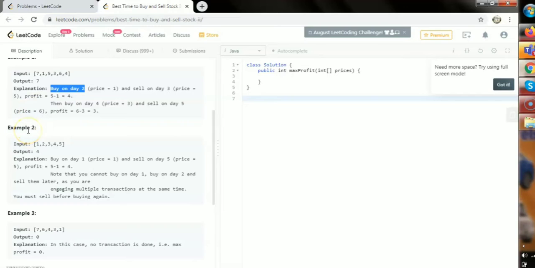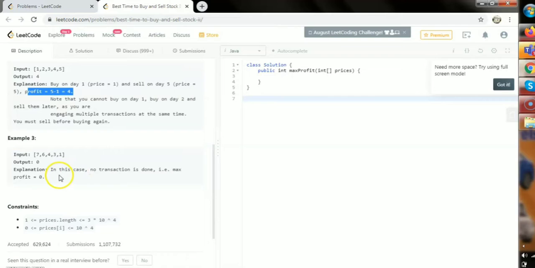The second thing is example number 2. If the input is given this way, the output is 4. If I purchase at 1 and sell at 2, the profit is only 1. Again if I purchase at 3 and sell at 4, the profit is 1. So the total profit is 2 rupees, so I will not do it this way. What I will do is purchase on day 1 and sell on day 5 and get the maximum profit.